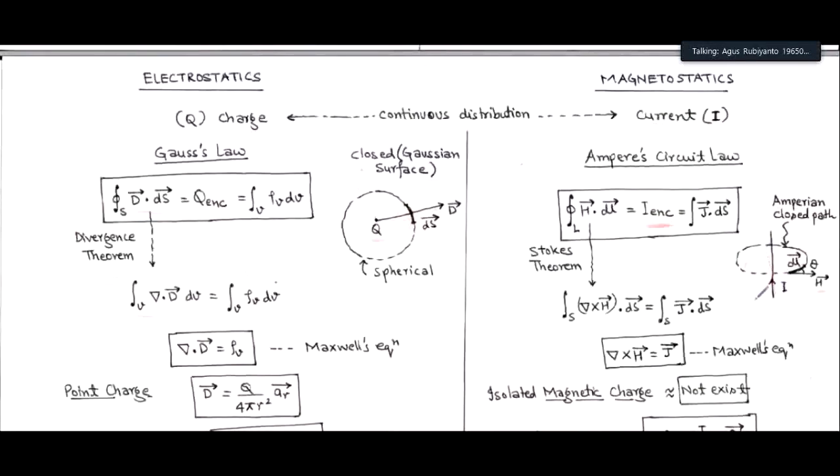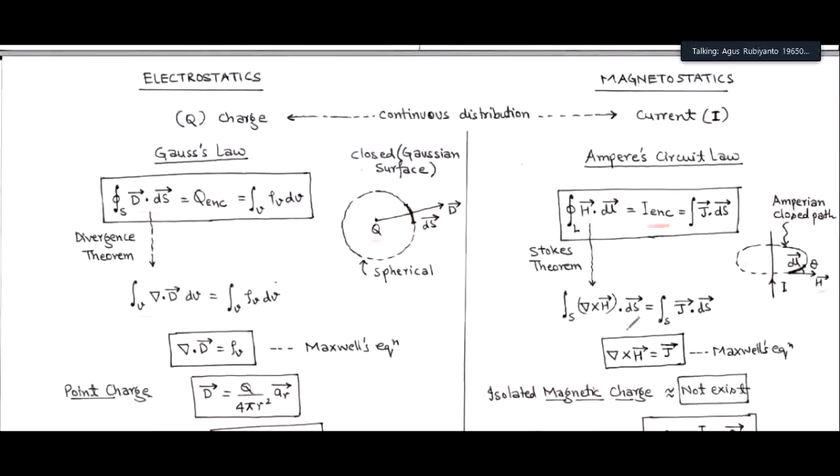And we know that to determine the current, we use a current density J vector. So I is equal to the surface integration of J vector dot ds vector. Also, we know that any closed path defines an open surface. So this relationship of the closed line integration and surface integration is defined by Stokes theorem. According to Stokes theorem, the closed line integration of H vector dot dl vector is equal to the surface integration of curl of H vector dot ds vector.